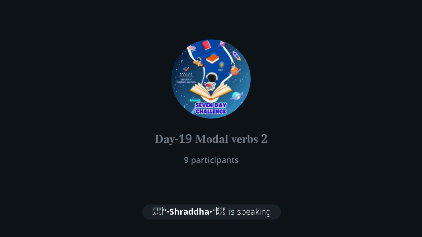Now let's see another one: may, might, could. We already know the simple uses of may, might, could, for expressing possibility. Now let's see the past form of these modal verbs. These three modal verbs show possibility or uncertainty, when you are not completely sure about something. Let's see one by one.